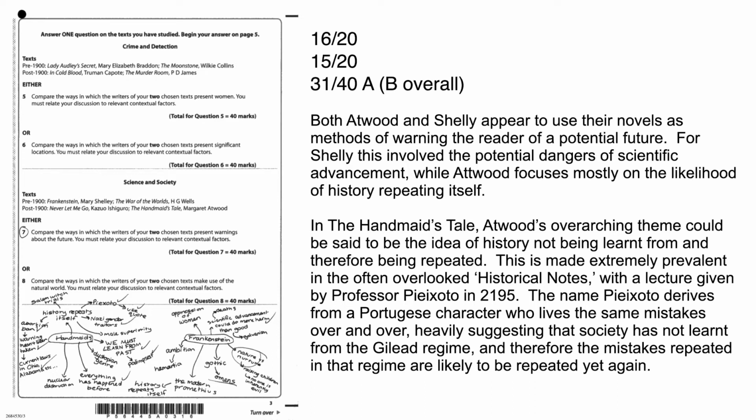This is made extremely prevalent in the often overlooked historical notes, with a lecture given by Professor Piexoto in 2195. The name Piexoto derives from a Portuguese character, Brazilian, Portuguese name, who lives the same mistakes over and over, heavily suggesting that society has not learnt from the Gilead regime, and therefore the mistakes repeated in that regime are likely to be repeated yet again.